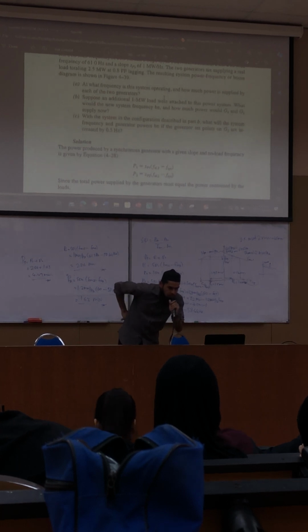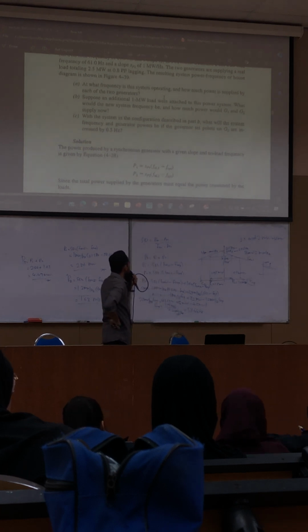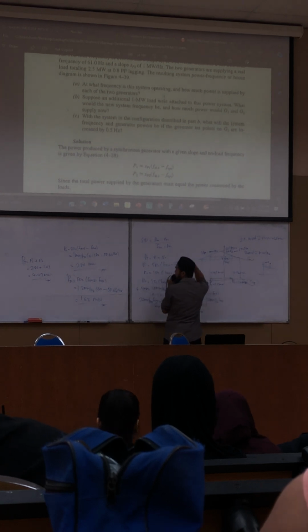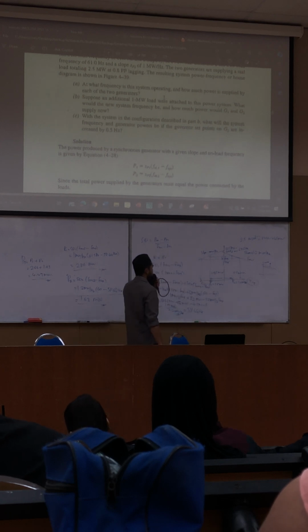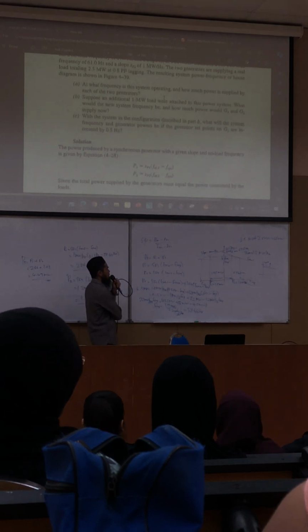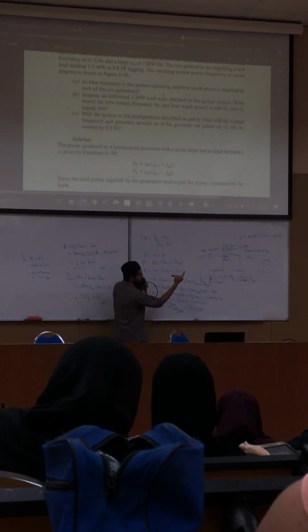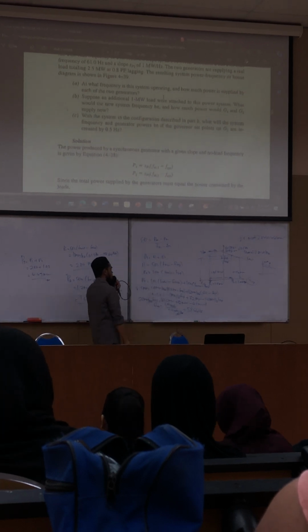So continue with B, means the same 4.5 megawatt. What is the new system frequency from that? Instead of 58.64, if we increase further, what will be the new frequency? So cara how to calculate that is same. You just change your frequency of no load for generator number 2, and you proceed further, the same.